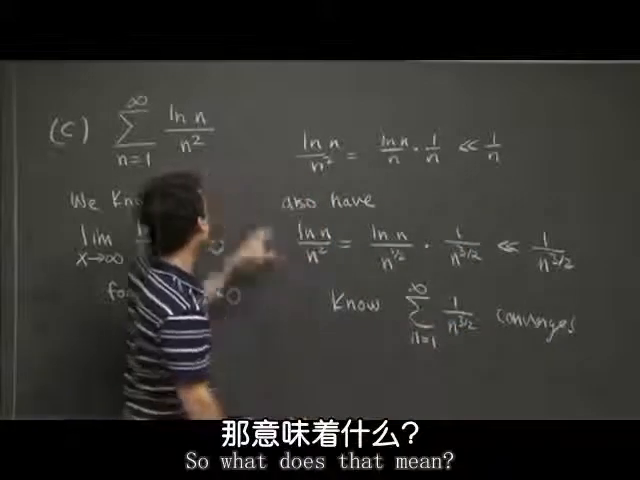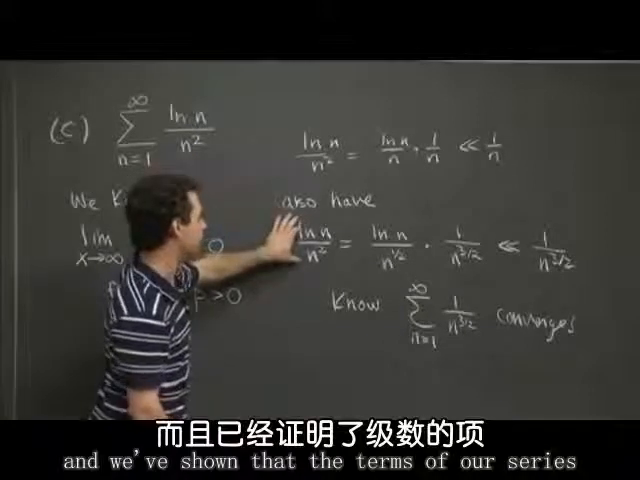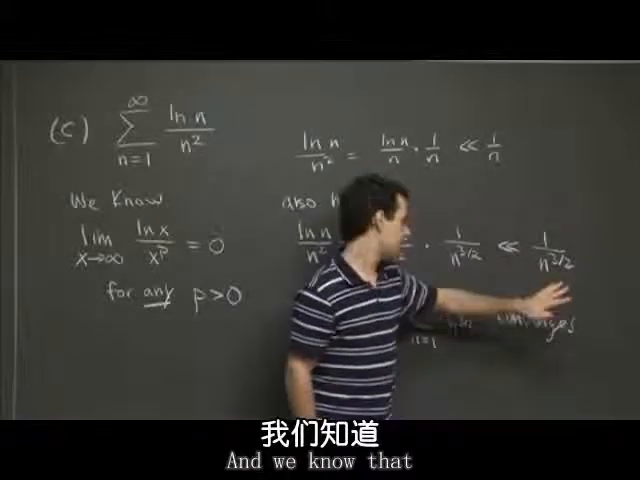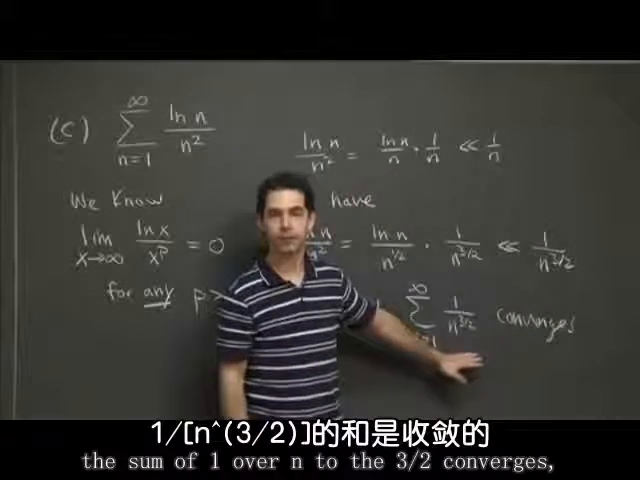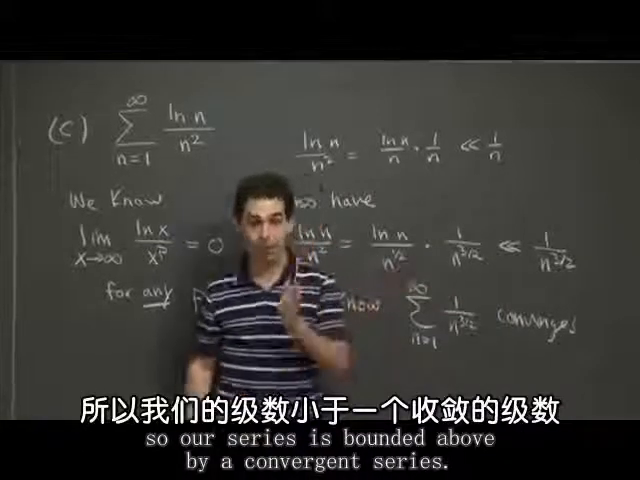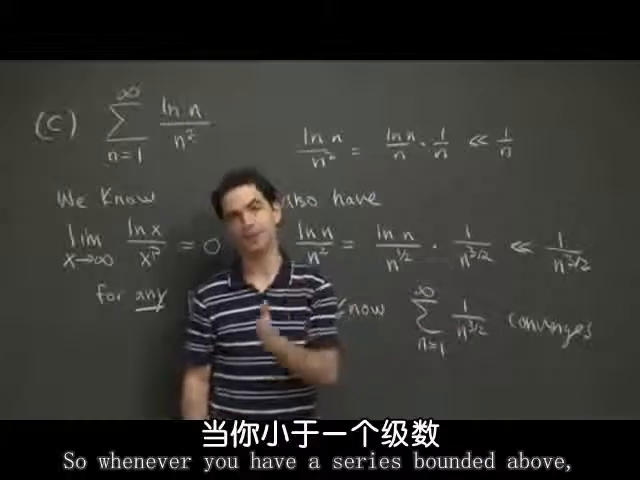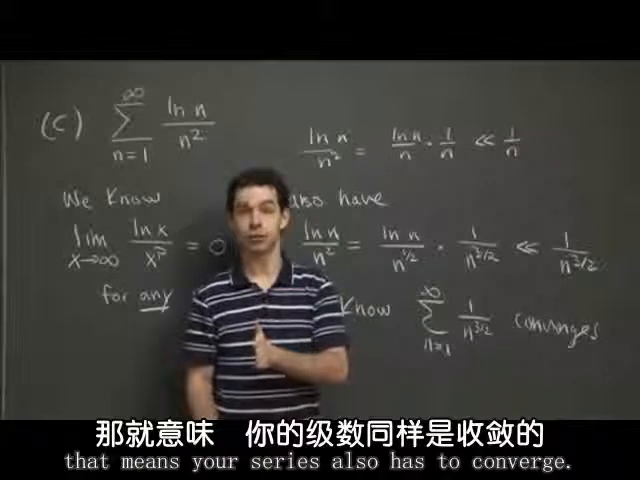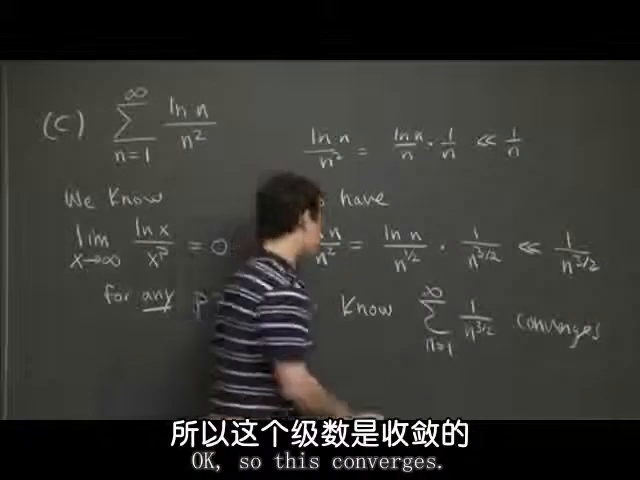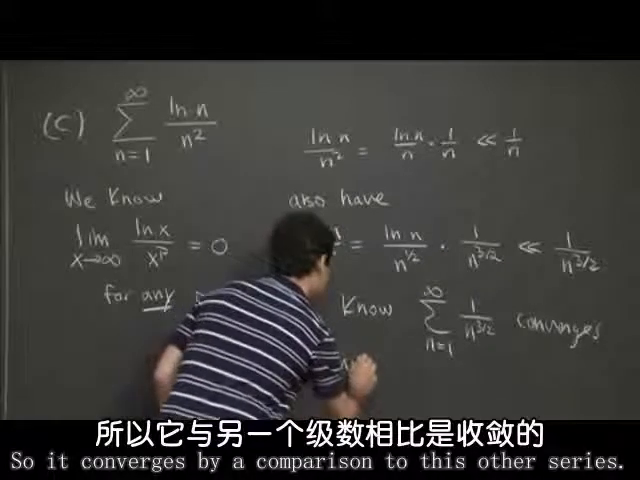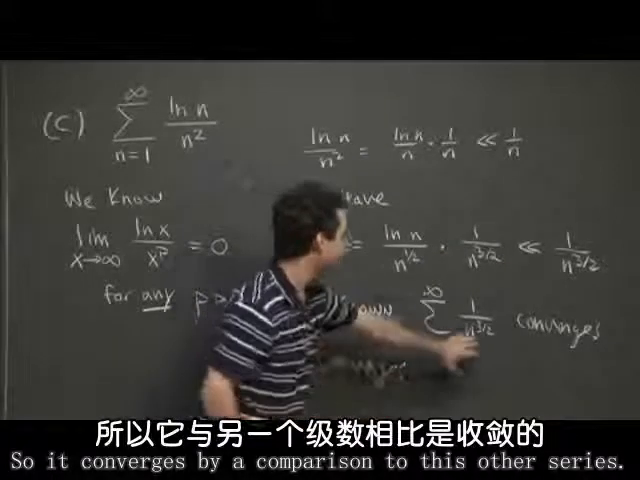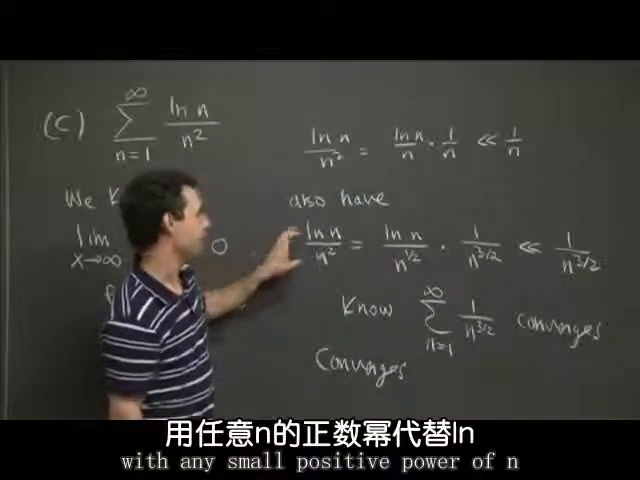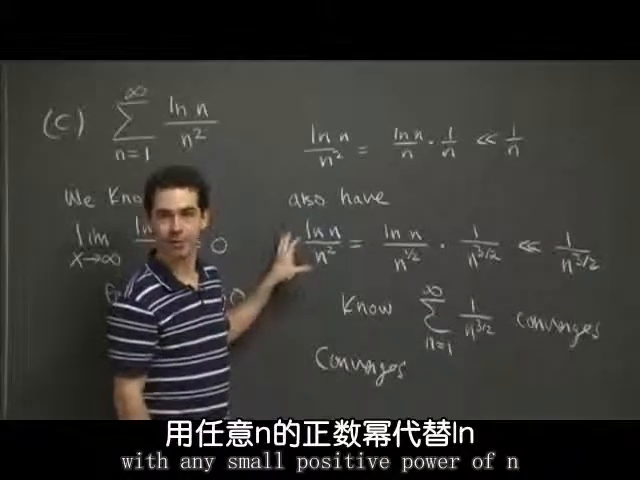Okay? So what does that mean? Well, we have our series, and we've shown that the terms of our series are eventually bounded below 1 over n to the 3/2. And we know that the sum of 1 over n to the 3/2 converges. So our series is bounded above by a convergent series. So whenever you have a series of non-negative terms bounded above by a convergent series, that means your series also has to converge. OK, so this converges. It converges by a comparison to this other series, using this cute trick that we can replace a log with any small positive power of n that happens to be convenient.